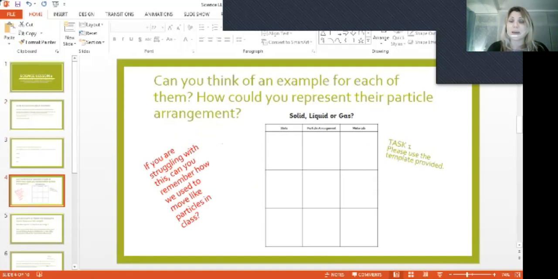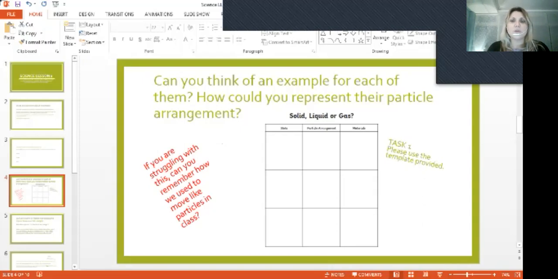You have it in your pack, but it's also attached to this Tapestry observation or planned activity. I can't remember what we put it on. I think it's on planned activity. So on Tapestry post, that's the word. So you will find that attached as well in case you've lost it.